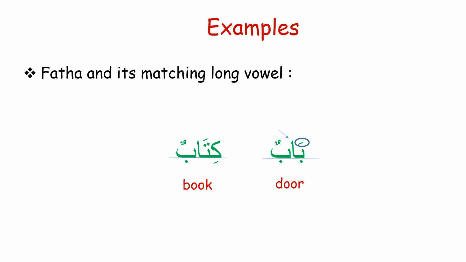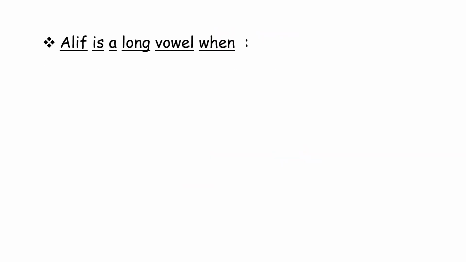The same goes for the second word, Kitabun. We have the letter ta in conjunction with the fatha and joined to an alif, so it should be elongated. Kitabun. But in order to ensure that this alif is a long vowel, it should meet two other conditions. Let's discuss them one by one.